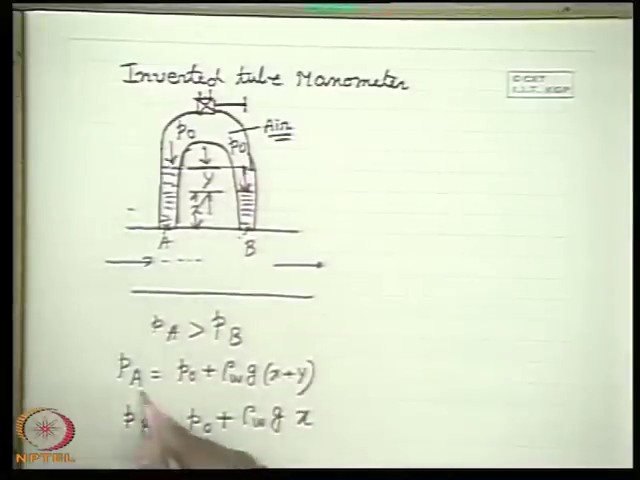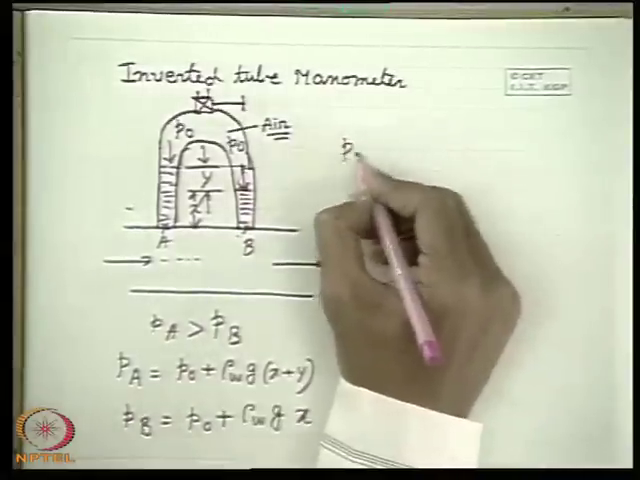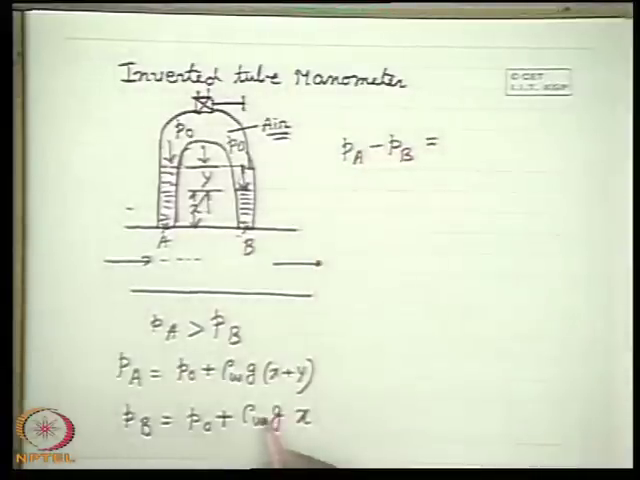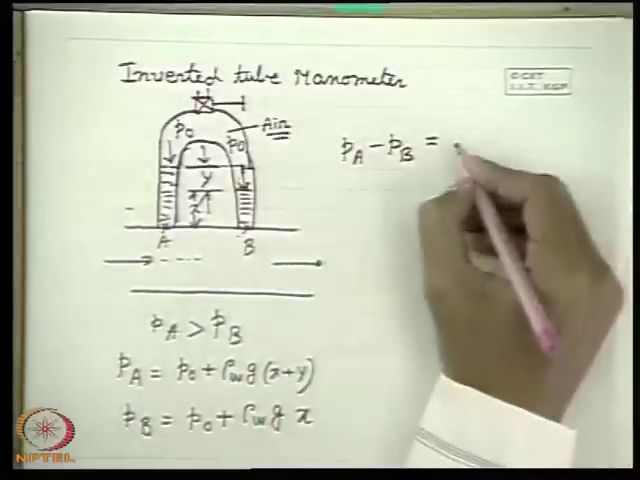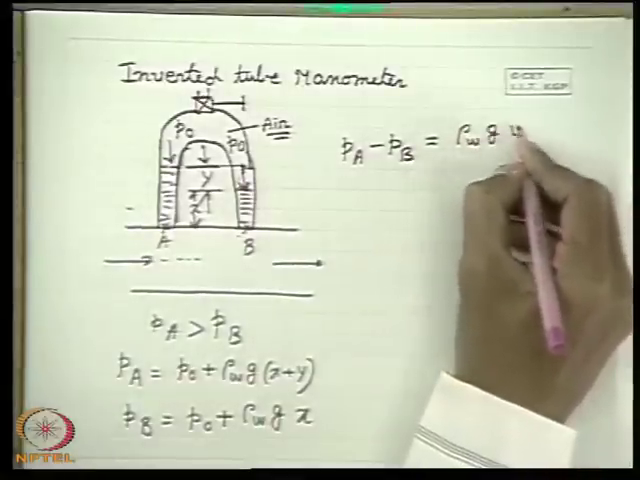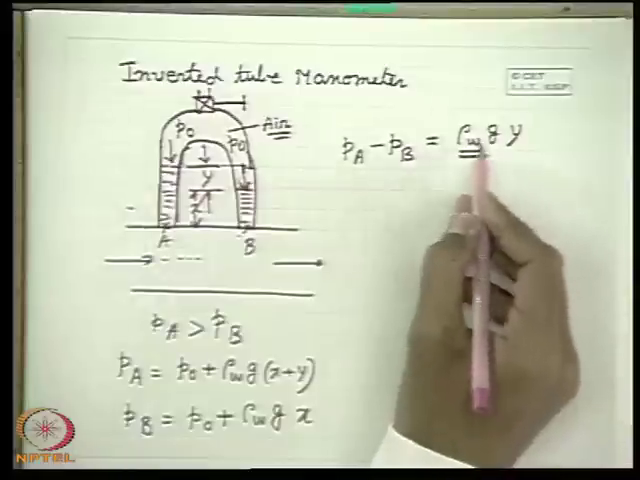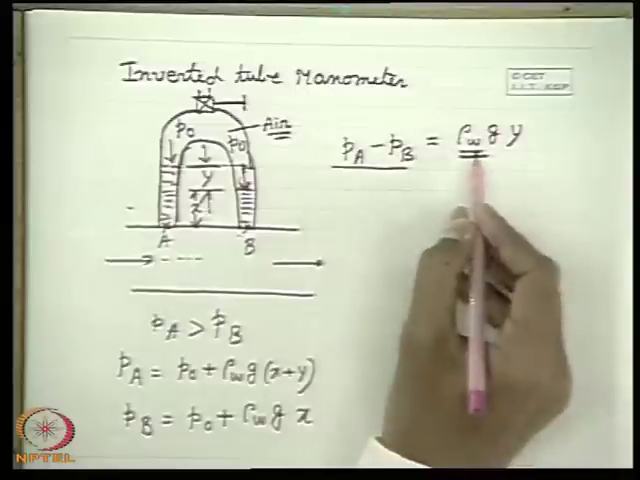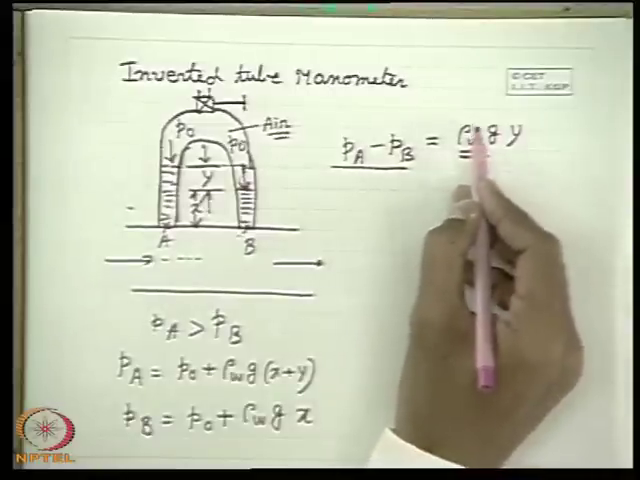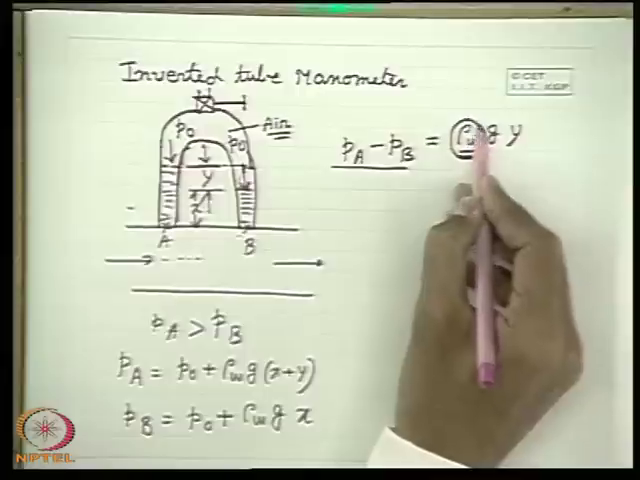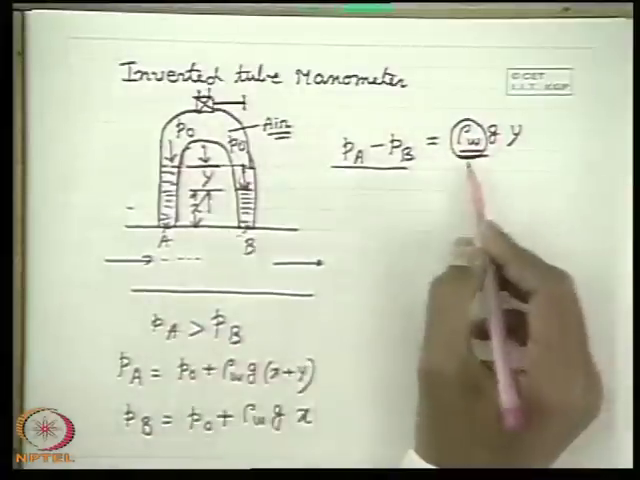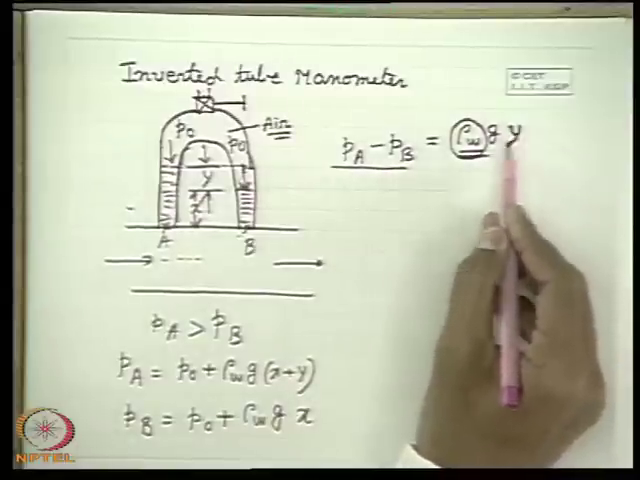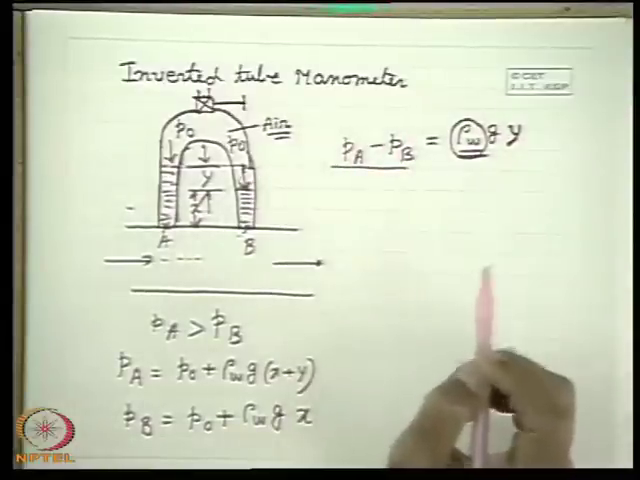If you just subtract one from the other, you get PA minus PB is equal to what? Rho W G x will cancel, leaving rho W G. That means there appears the density of the working liquid, which is low compared to the manometric fluid. If you use a manometric fluid in a usual conventional U-tube manometer, we can have a large deflection even for a small pressure difference.